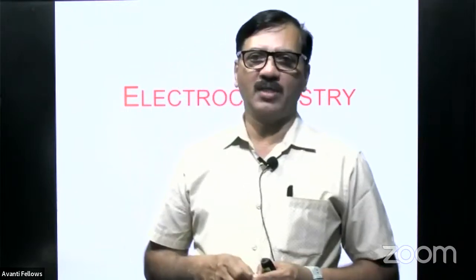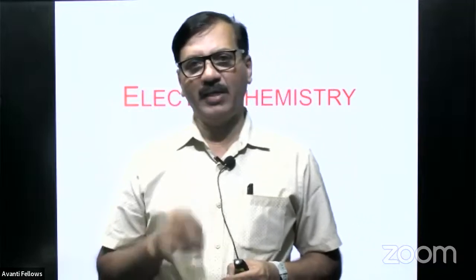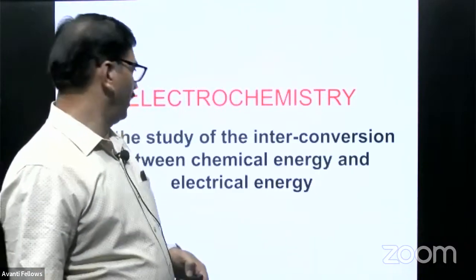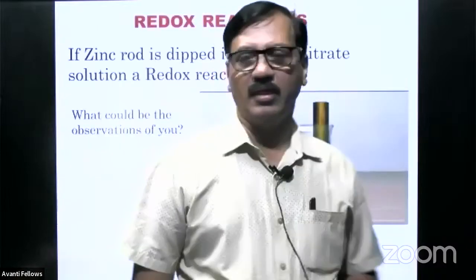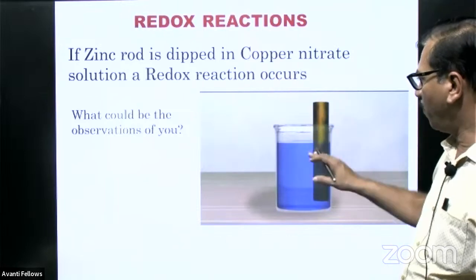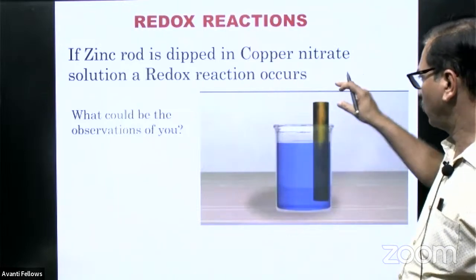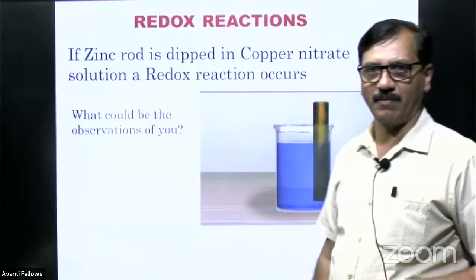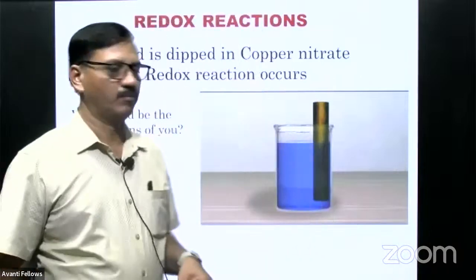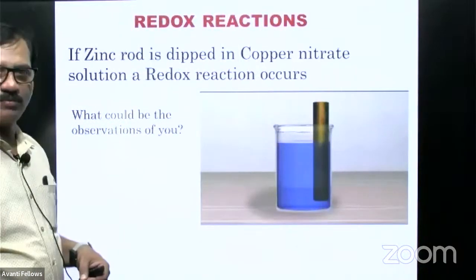So electrochemistry is basically the application or use of redox reactions. What are redox reactions? Redox reactions are those in which oxidation and reduction take place, right? Let us take an example. If a zinc rod is dipped in copper sulfate solution, what do you observe? Is a redox reaction observed?